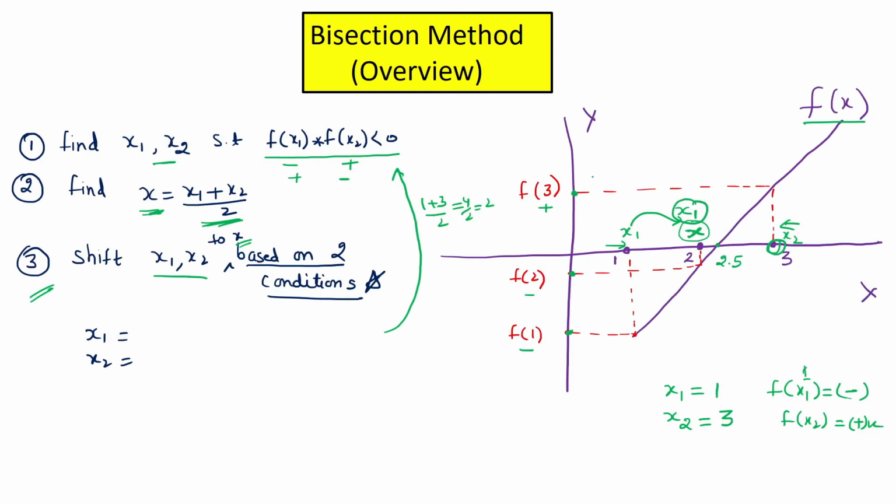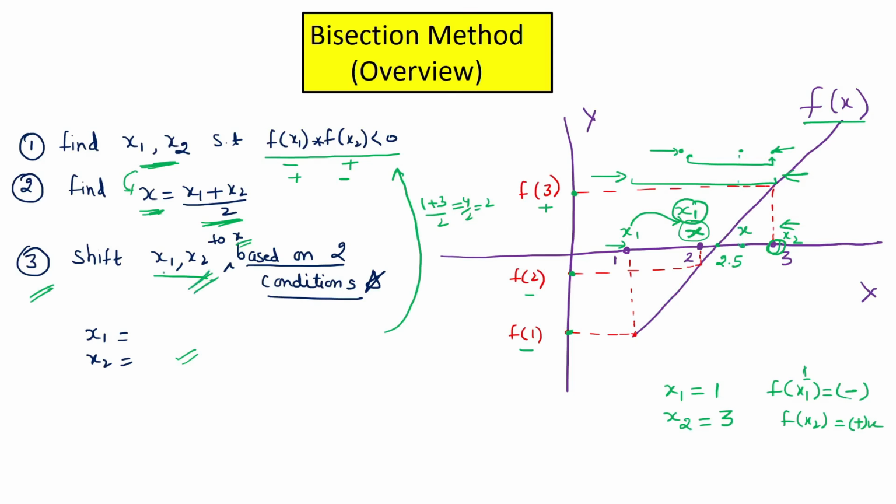My boundary was initially this one. Now my boundary will come to this point. So my boundary has decreased. It was very big initially, but now it is so small. Now after finding the new x1 and x2, this method says use this x1 and x2, and again find the midpoint between these points. Let's say I got this point as the new x.